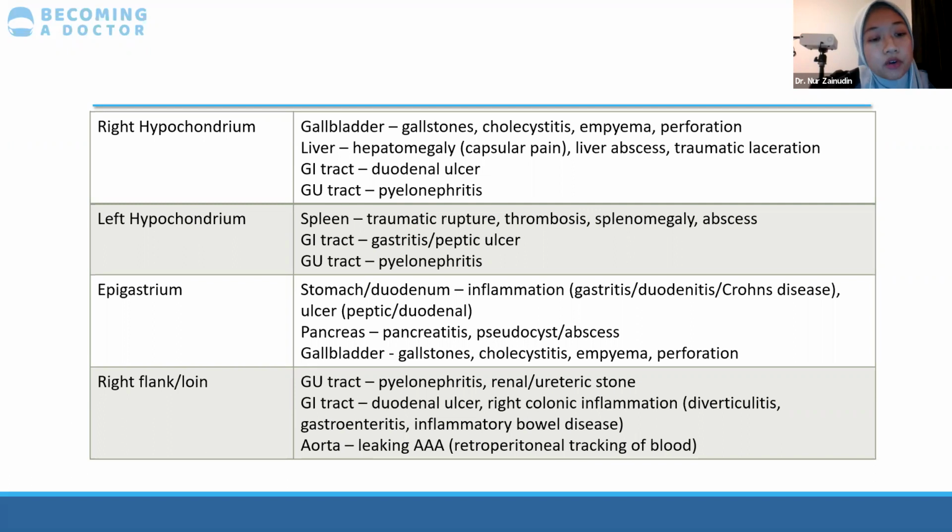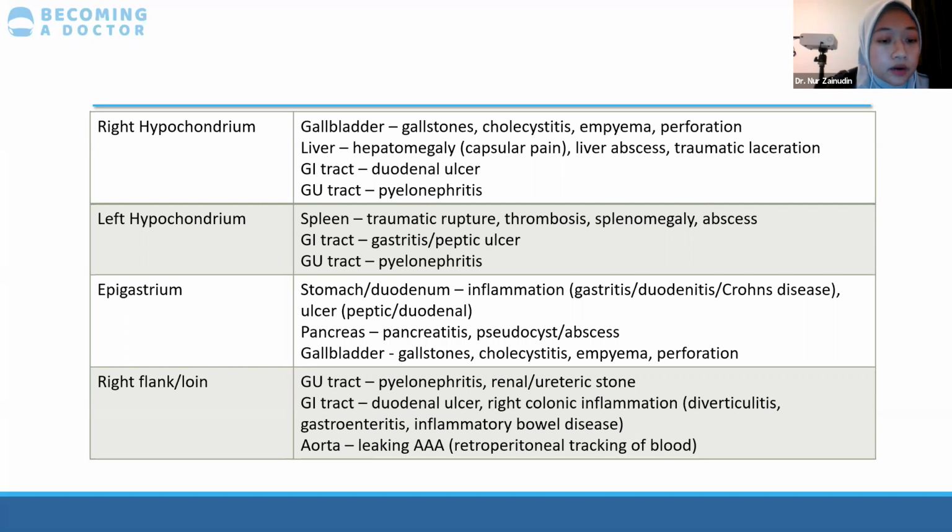With the right and left hypochondrium, we have to remember that the bases of the lungs are also there. So some people with pleural effusions can have discomfort, even with pneumonia sometimes can cause pain or discomfort in that region as well. And then we have the flank or the loin, which is where the kidney sits. So we can get pain with renal ureteric stone, with pyelonephritis.